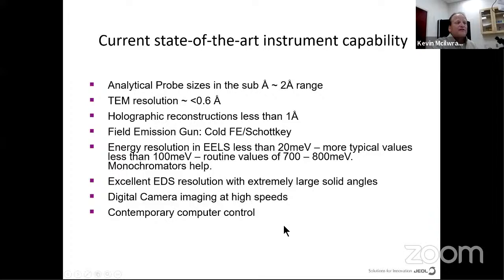We can do analytical probe sizes of sub-angstrom to a few angstroms, TEM resolutions below 0.6 angstroms, holographic reconstructions better than angstrom. We have cold FE guns, Schottky guns, high energy resolution EELS, excellent EDS resolution with extremely large solid angles. Digital cameras are phenomenal now, and computer control.